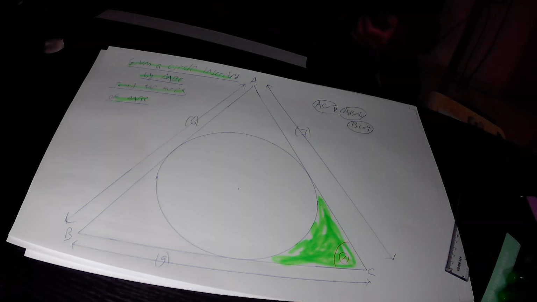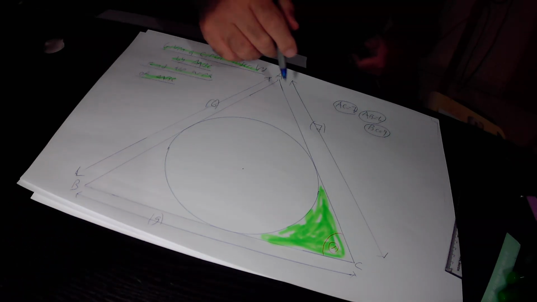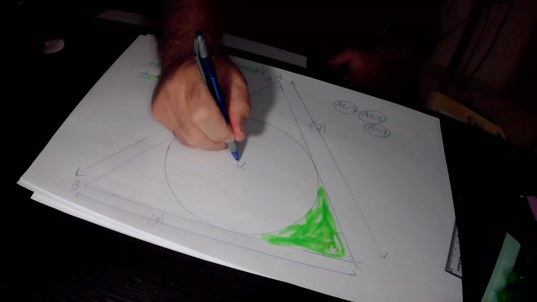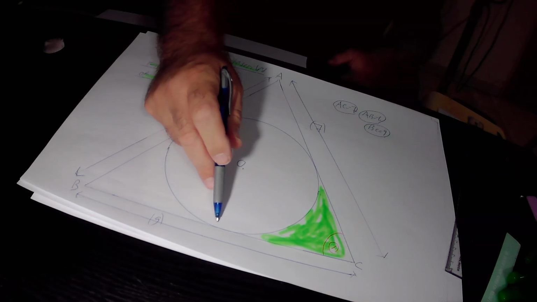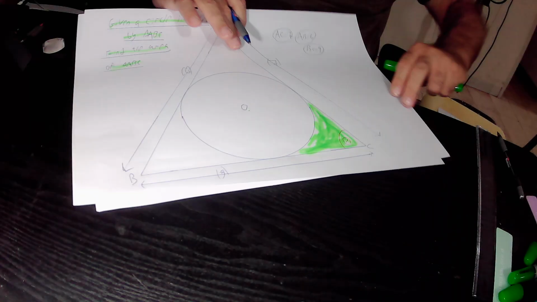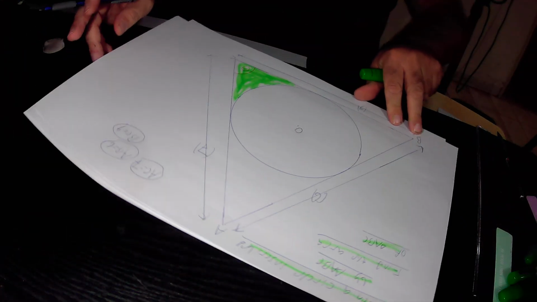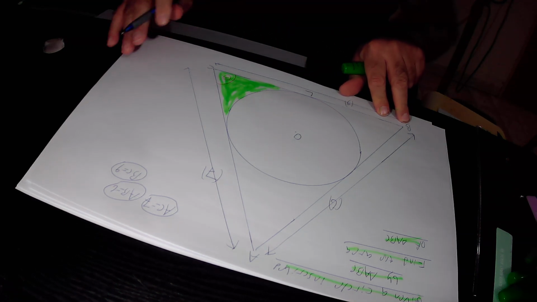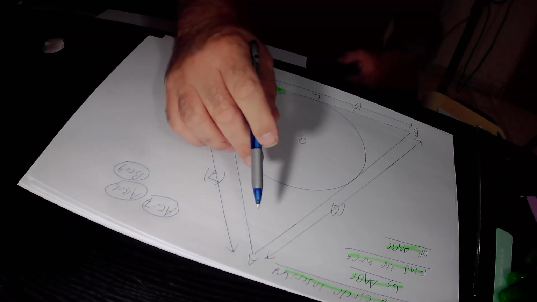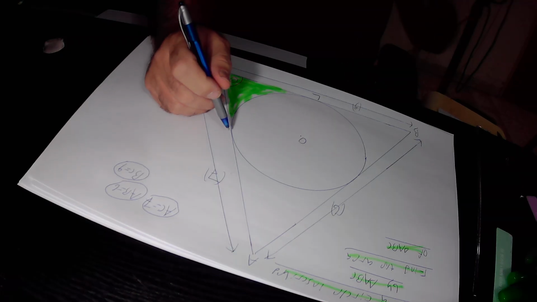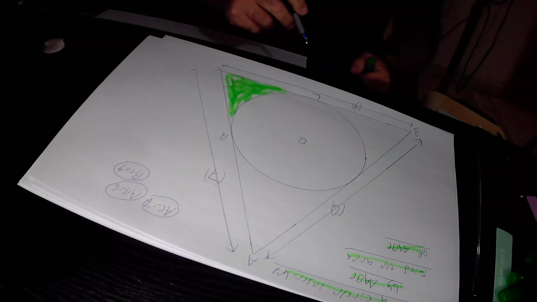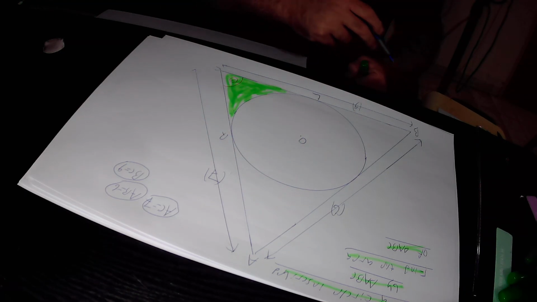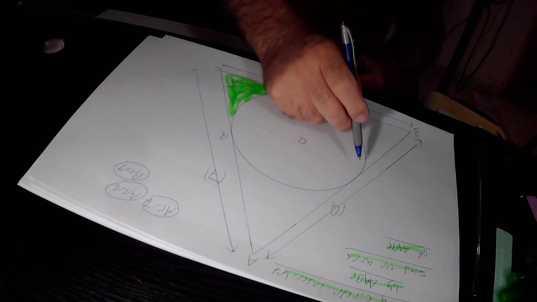So in the next step, we define the center of this circle. This point is point O. We define the point of tangency of BC with this circle. This point is point L. We define the point of tangency of AC with this circle. This point is point Q. And finally, we define the point of tangency of AB with this circle. This point is point P.